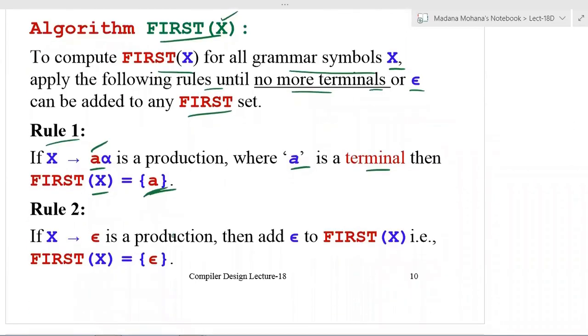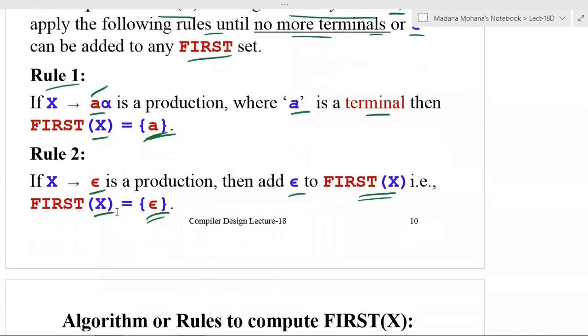Now rule 2: if X derives epsilon, that means the right hand side has an epsilon production, then add epsilon to first of X directly. Therefore first of X equals epsilon. That is rule 2. This also we saw in the initial definition, so the same thing is included here in the algorithm as a rule.